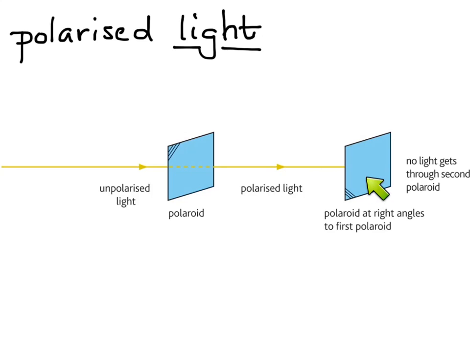This next Polaroid filter is rotated by 90 degrees, so it would allow horizontal oscillations through but not vertical, and since the polarised light is oscillating vertically and this only allows horizontal light through, you won't get anything. So if you were to look through these two crossed Polaroids, you'd just see darkness.